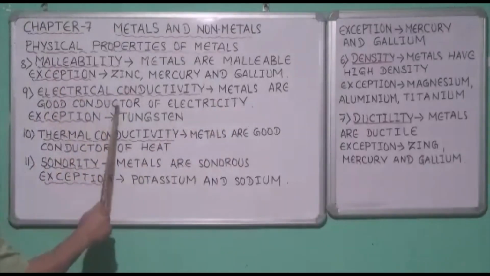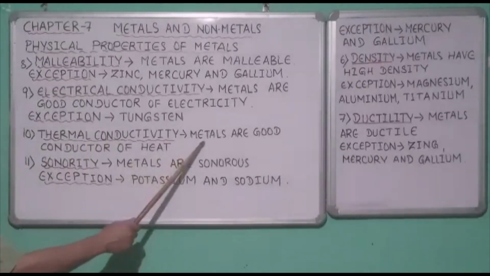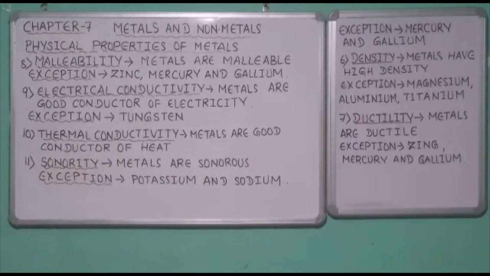Now next here, electrical conductivity. Metals are good conductors of electricity. They allow an electric current to flow. Exception, tungsten is a bad conductor of electricity. Now next here, thermal conductivity. Metals are good conductors of heat.